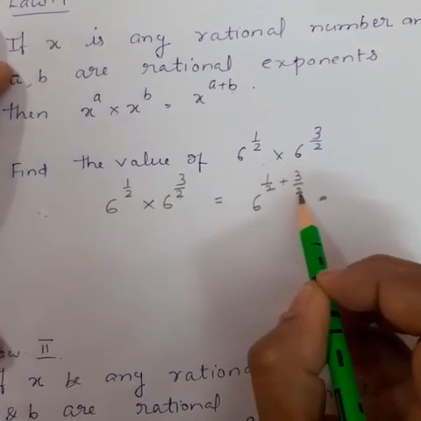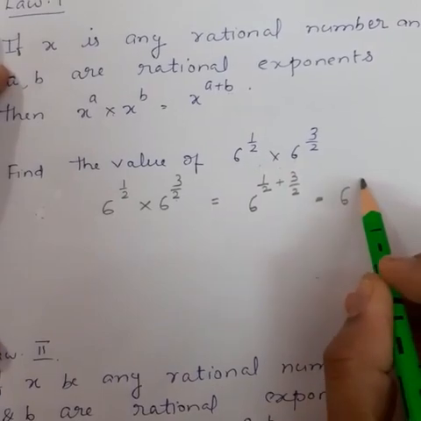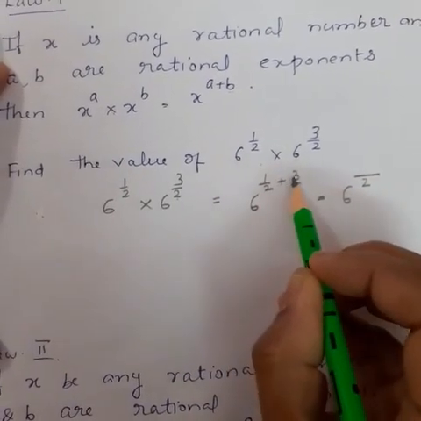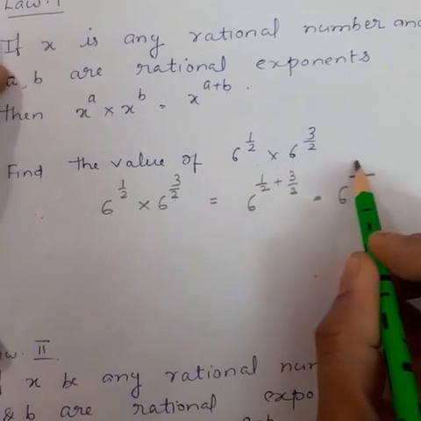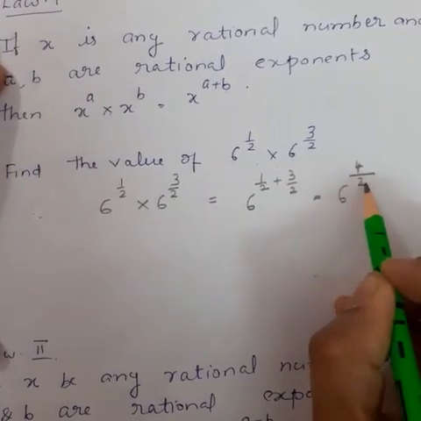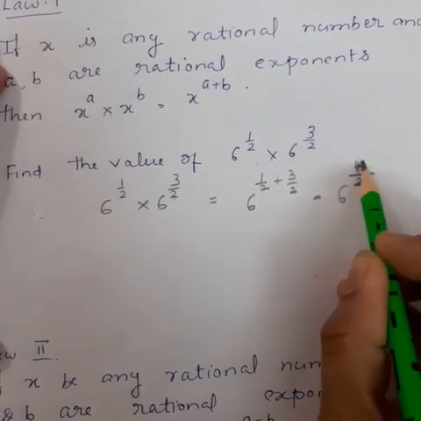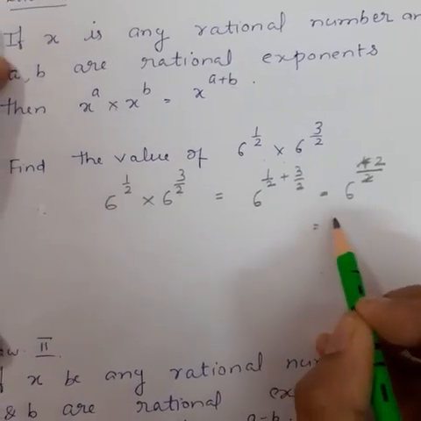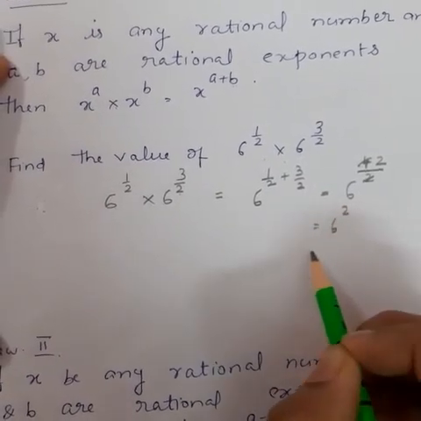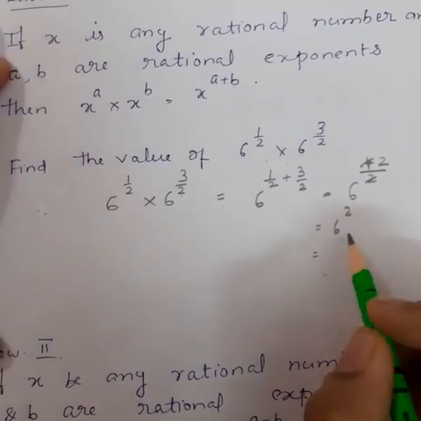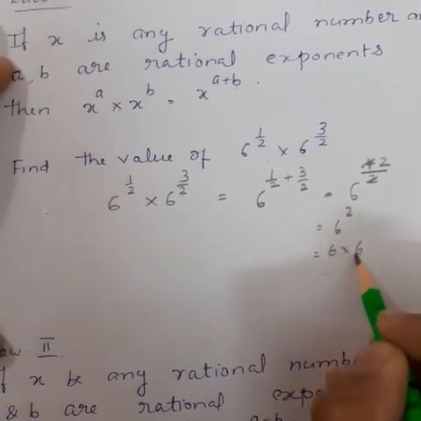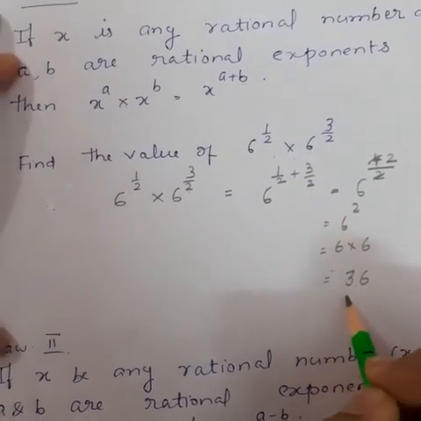So here the denominator is same. So take 2 as common denominator and add the numerators. 3 plus 1, 4. So here we can cancel these two numbers. This is equal to 2. So the answer is 6 to the power 2. 6 to the power 2 means 6 into 6, that is equal to 36.